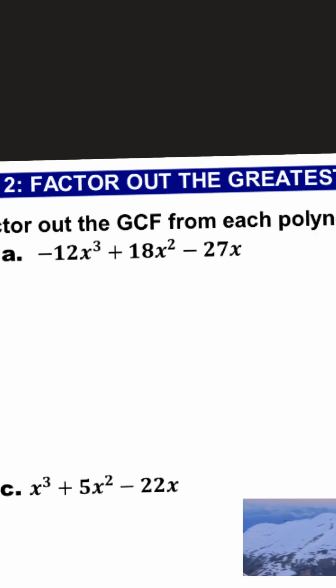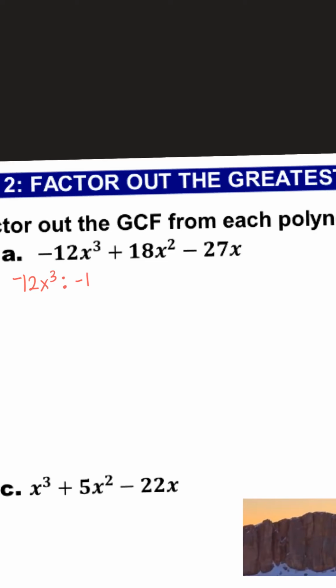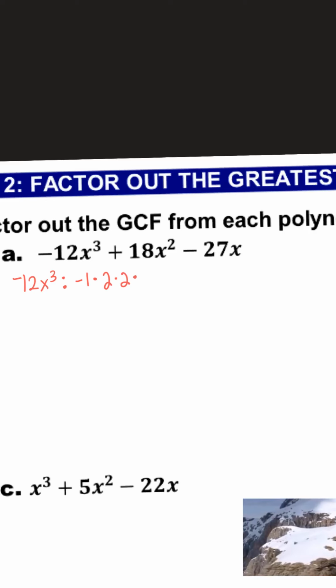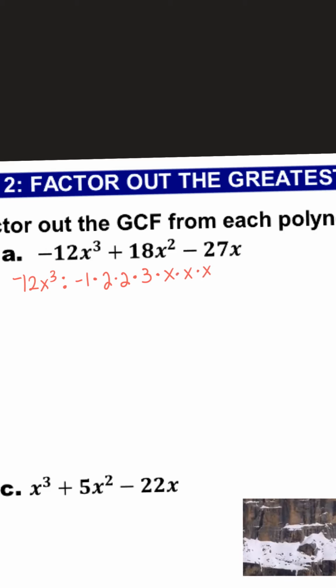So let's start off with our first term, negative 12x cubed. And so that's going to break up into negative 1 because there's a negative there, times, I know that 12 is equal to 4 times 3, and 4 is equal to 2 times 2. So we're going to say 2 times 2 times 3, because that's 4 times 3. And then 3 x's. So 1, 2, 3.